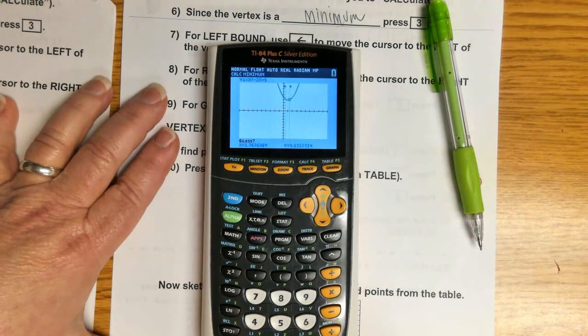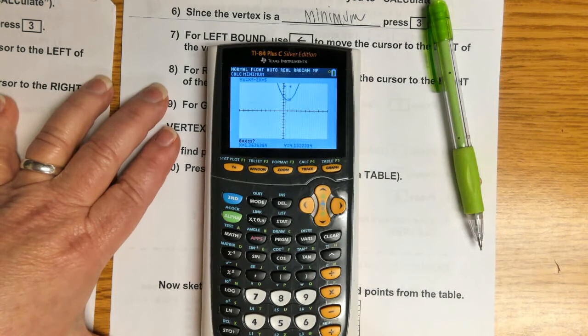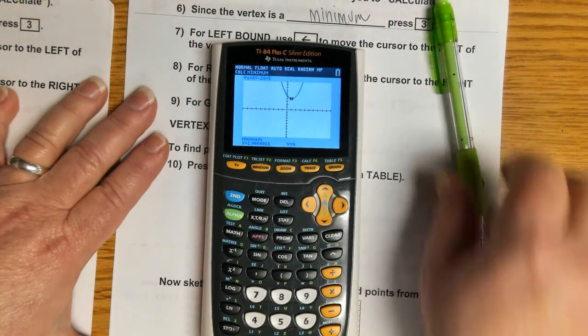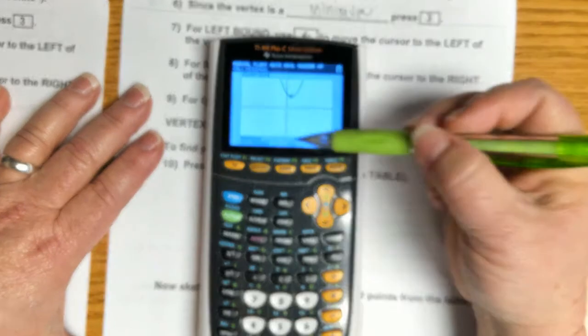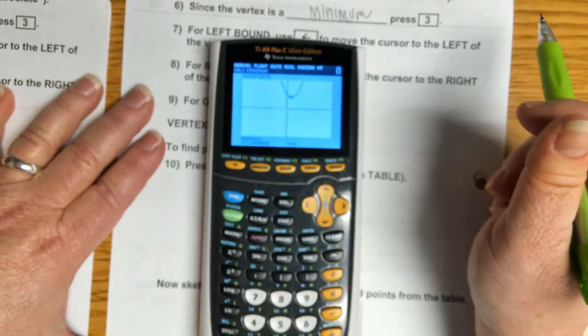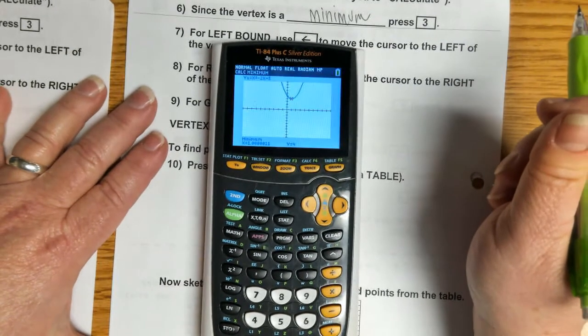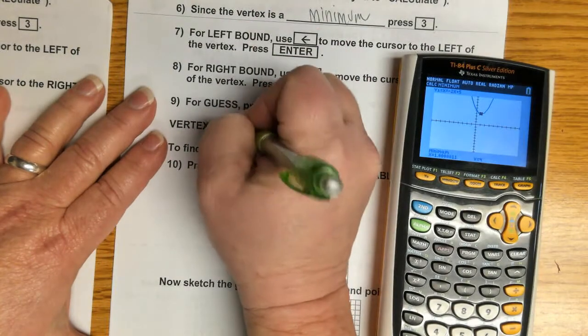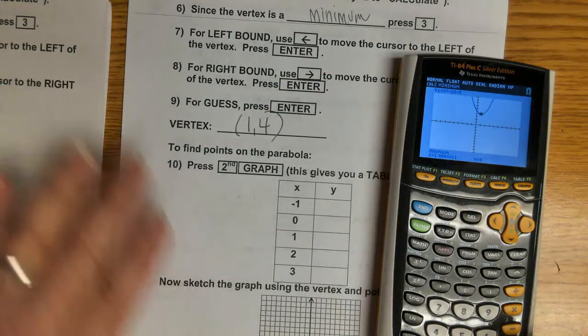And now it says guess, and for guess, you're just going to press enter. And now it's telling you the minimum, your vertex is at 1 and 4. Do you see how it tells you what the x value and the y value for your vertex is? Okay, so we can write our vertex is at 1 and 4.